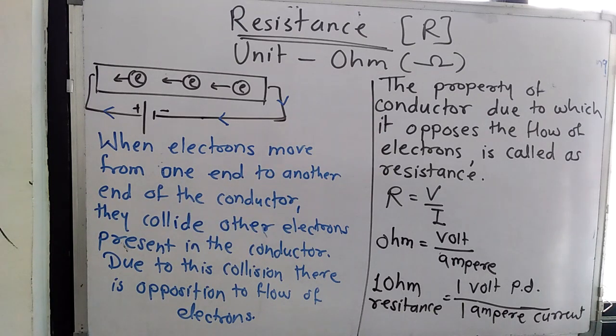So what is the definition of resistance? The property of a conductor due to which it opposes the flow of electrons. हर कंडक्टर की एक प्रॉपर्टी होती है जिसकी वजह से वो करंट को या इलेक्ट्रॉन्स को फ्लो होने के लिए अपोज करता है. That is nothing but the resistance.